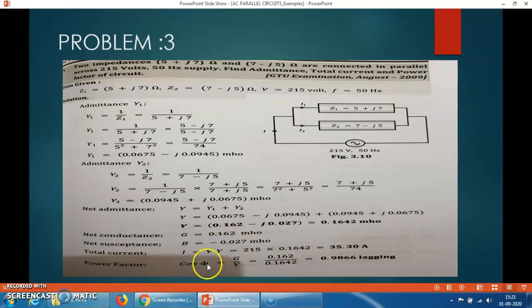And the power factor, from the admittance triangle, we know that cos phi is equal to G upon Y. G is the net conductance, divided by the admittance. So you will get a lagging power factor, because here in front of B there is a minus sign. If a plus sign is there, then it will be leading. So this way you can solve any AC parallel circuit by using the admittance method.